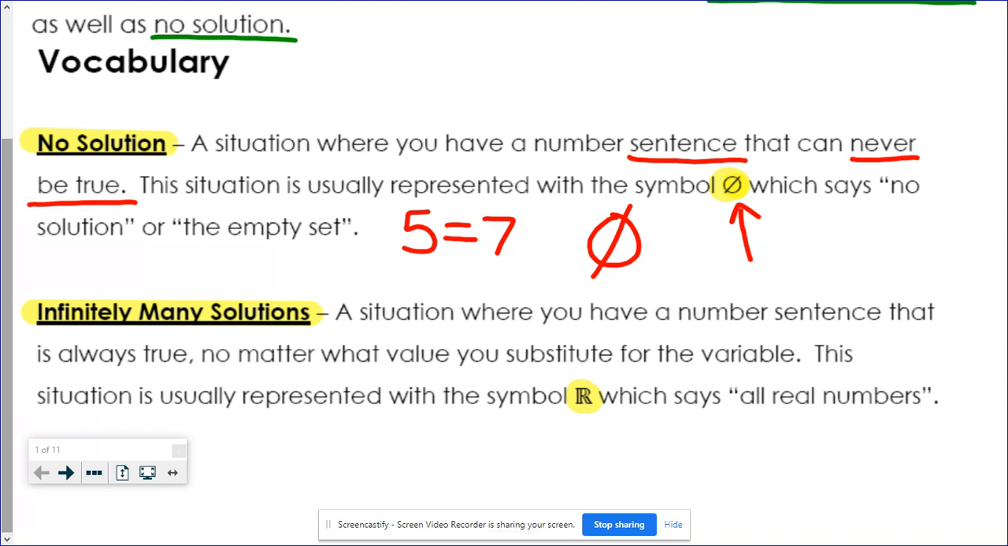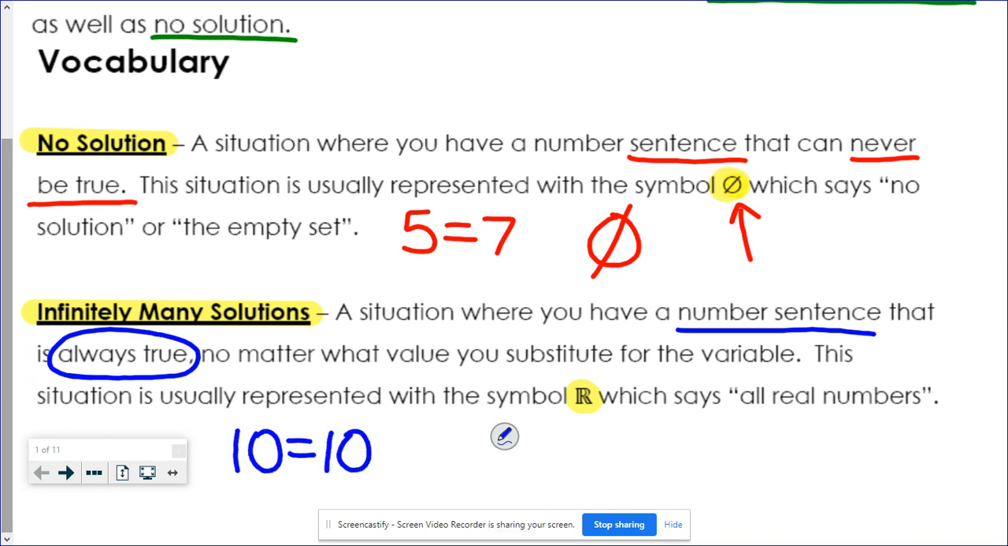Sometimes we'll solve an equation just like we talked about in the last one, but we'll get an equation, a number sentence, that is always true. So we solve it, all of the variables cancel out, and we'll get something like 10 equals 10. And yeah, 10 does equal 10. It always equals 10. So that's going to be a problem where any number will work in that equation. So we'll say all real numbers would be our solutions.